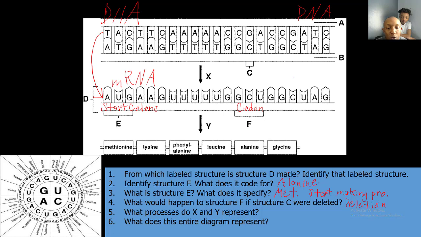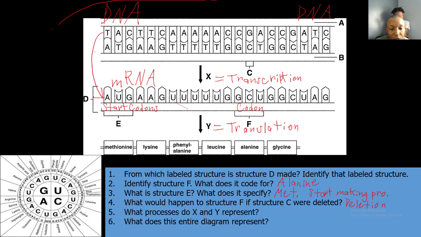And number 5, what processes do X and Y represent? Well, here's X right here, and this X represents transcription, because we have this DNA that's being transcribed into mRNA so it can leave the nucleus. And then if we take a look at structure Y, this is translation. So we have that mRNA being translated to make an amino acid to make protein.